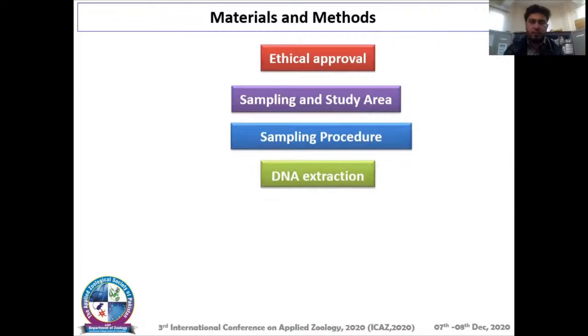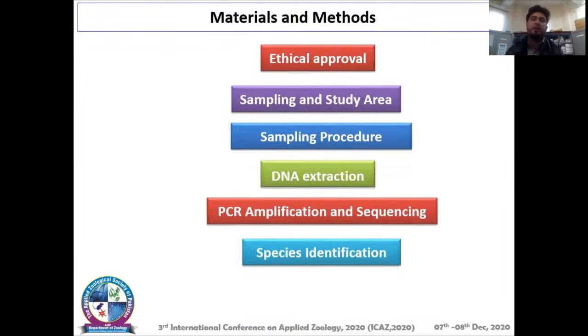So this is the overall overview of my materials and methods. First of all, in our research, we did the ethical approval proforma, and then the sampling and study area. For sampling, we collected blood samples of Ladakia tuberculata from northern Pakistan with bare hands and safety gloves. We collected a small amount of blood from their mouth into blood tubes.